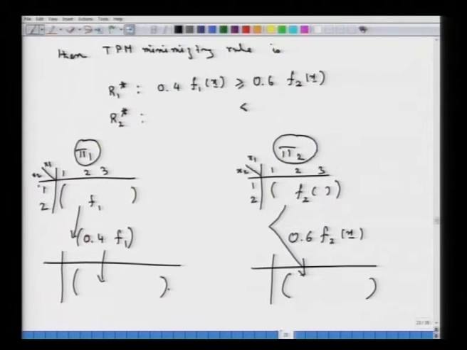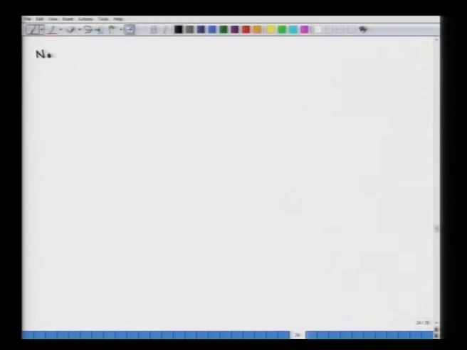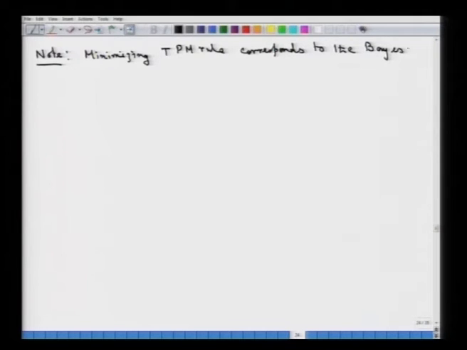But before we proceed further, let us look at the relationship between this total probability of misclassification optimizing rule and a Bayes classifier. What is the relationship? Let us look at the relationship between this TPM minimizing rule and the Bayes classifier. I write that this minimizing TPM rule corresponds to the Bayes rule. Now, how is that true?